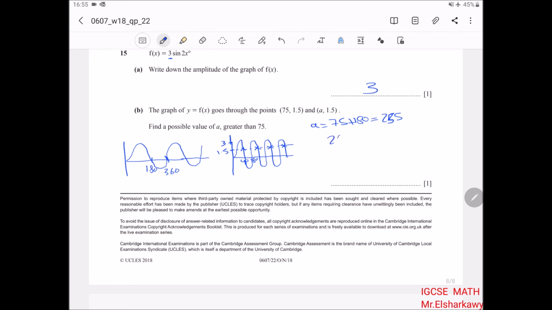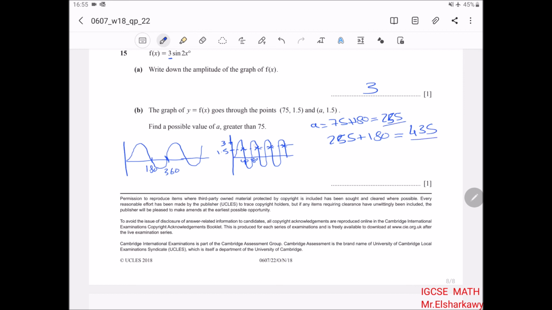If we add 180 to 255, it will also repeat itself again. So this could also be an answer for us. So it's 255, can be 435. So a can be 255 or 435.